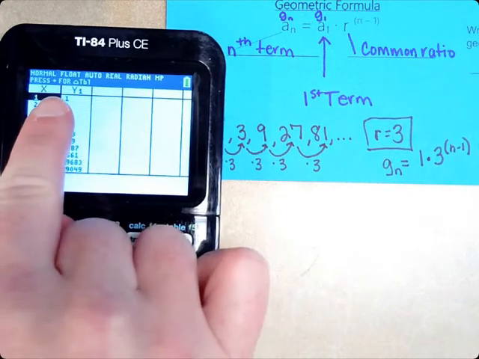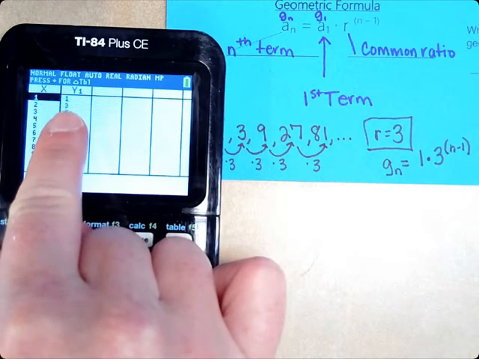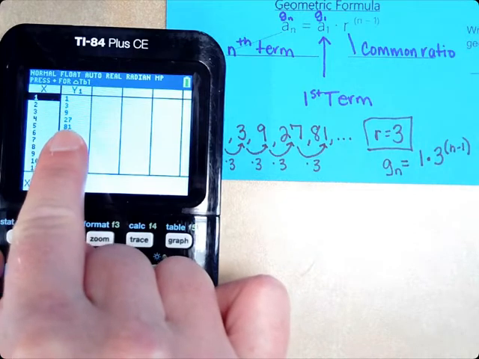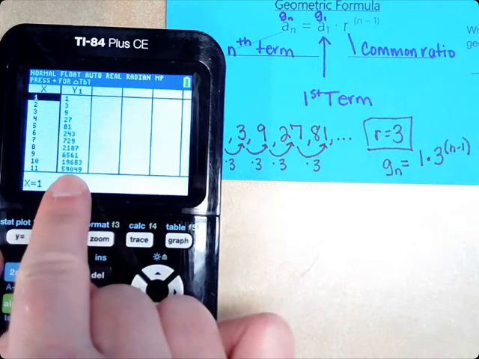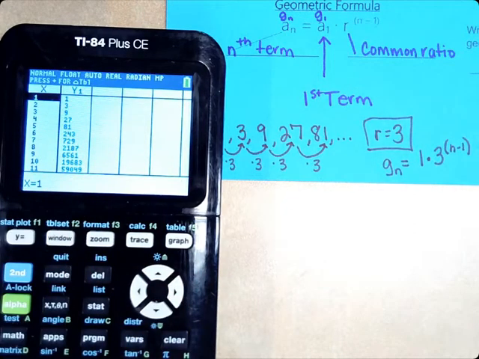See how our y's is our sequence 1, 3, 9, 27, 81. See how it's exponentially getting larger and larger and larger? It's pretty cool. It picks up pretty fast too. So this kind of growth is actually called exponential growth, and we're going to learn about that in the springtime.